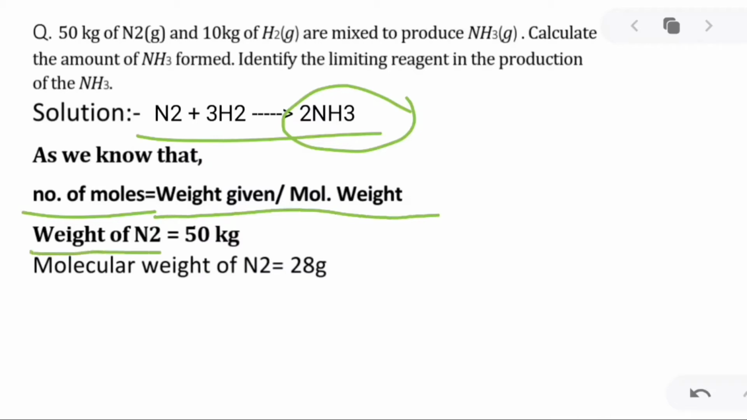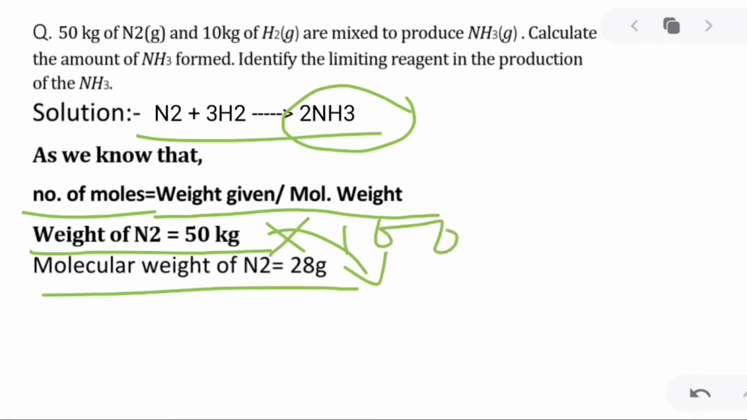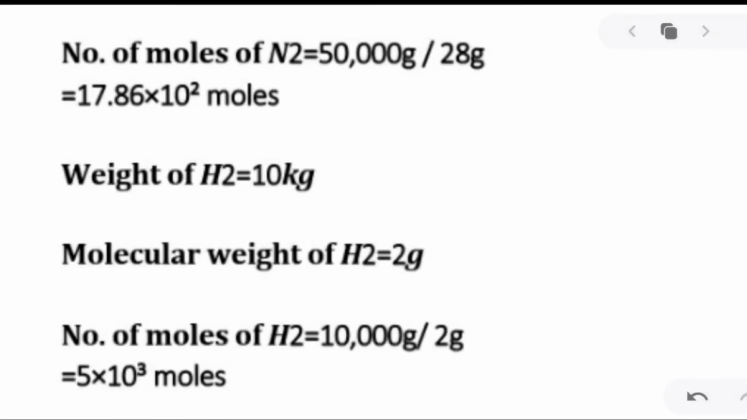So the weight of N2 is equal to 50 kg and the molecular weight of N2 is 28 grams. Since these two quantities are given in different units, we must convert kg into gram by multiplying it with 1000. So when we multiply 50 kg by 1000, we get 50,000 gram. Now we can easily calculate the number of moles of N2. The number of moles of N2 is equal to 50,000 gram divided by 28 gram, that is equal to 17.86 into 10 to the power 2 moles.